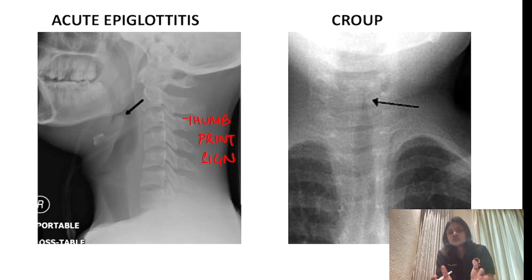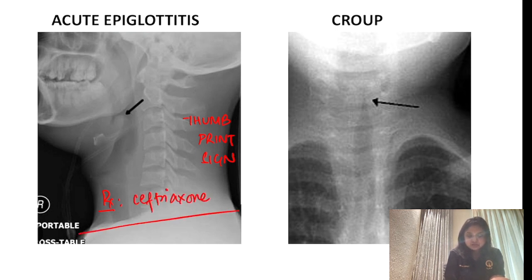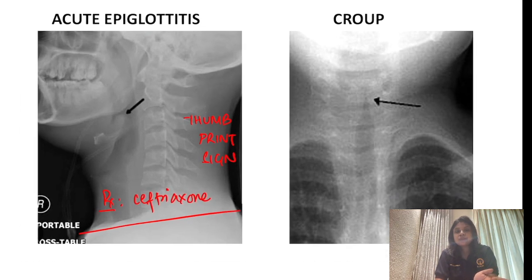So if the child presents to you with all these features, you may need to secure the airway, like you may need to intubate the baby to relieve airway obstruction. And if there is no airway obstruction, then you need to start specific antibiotics for this baby. Usually we give empirical ceftriaxone. So acute epiglottitis: bacterial condition, toxic child, thumbprint sign in lateral chest X-ray, very important that it is a lateral view, and the treatment is ceftriaxone.